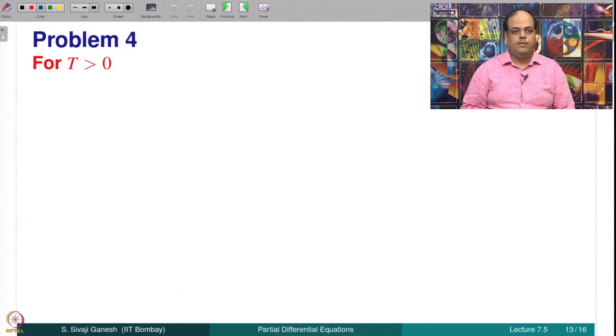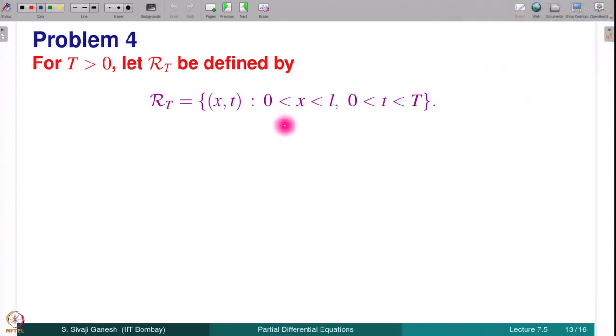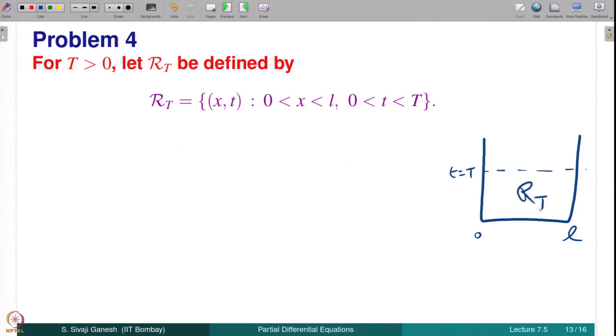So, let us look at problem number 4. For t positive, let R_t be defined as this rectangle, x between 0 and L and t between 0 and t. T equal to t. So, this is what is called R_t. So, for example, if you take t dash, another line t equal to t dash, this entire region will be R_t dash.